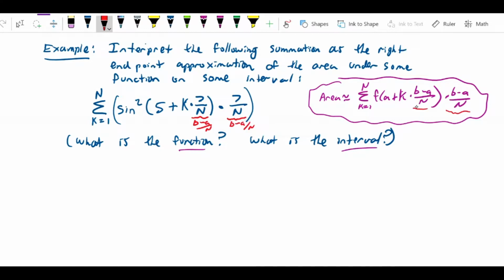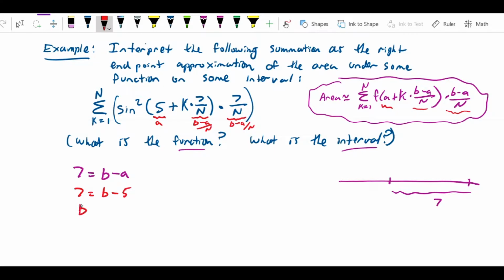So it looks like 7 is going to equal b minus a. Recall that b minus a is just the length of the interval, so we're talking about an interval of length 7. We just need to know where it starts. We'll notice that a appears in the formula here, so I'm going to say that's a. So if a is equal to 5, it means that 7 is equal to b minus 5, and that means that b is equal to 7 plus 5, or 12. So this interval is from 5 to 12, having a length of 7.